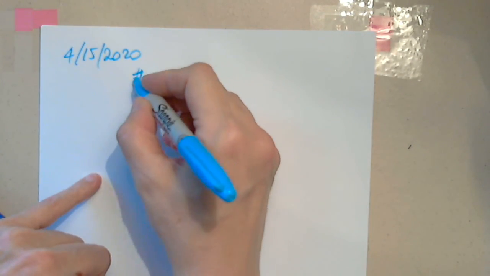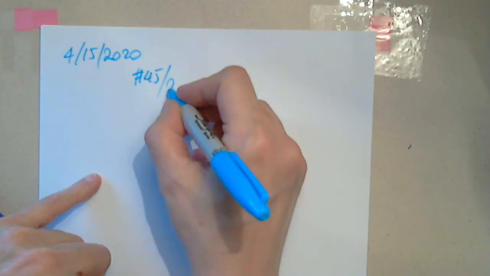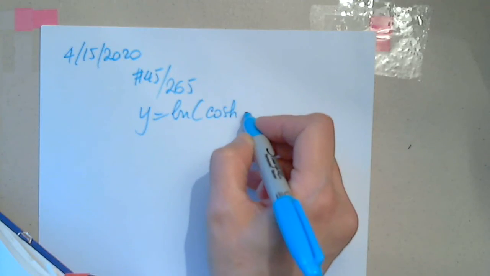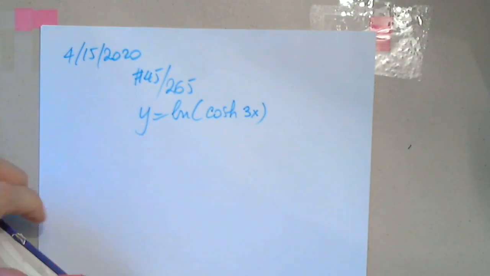Okay, 45 on 265. So y equals natural log of hyperbolic cosine 3x. So we want to differentiate this function.